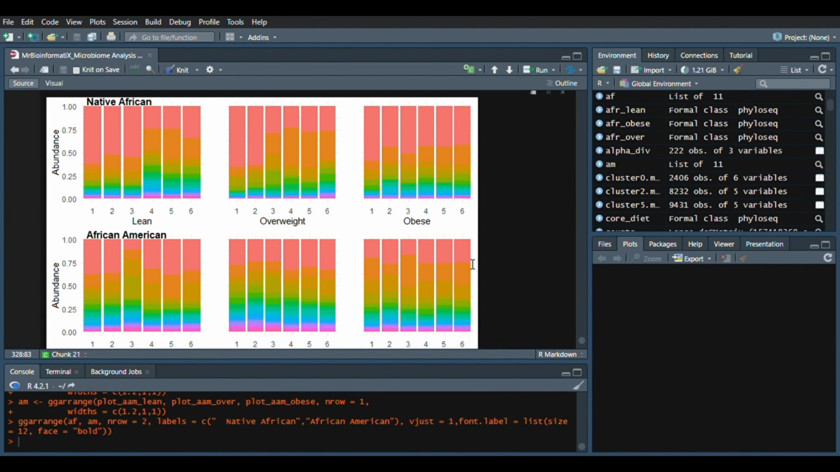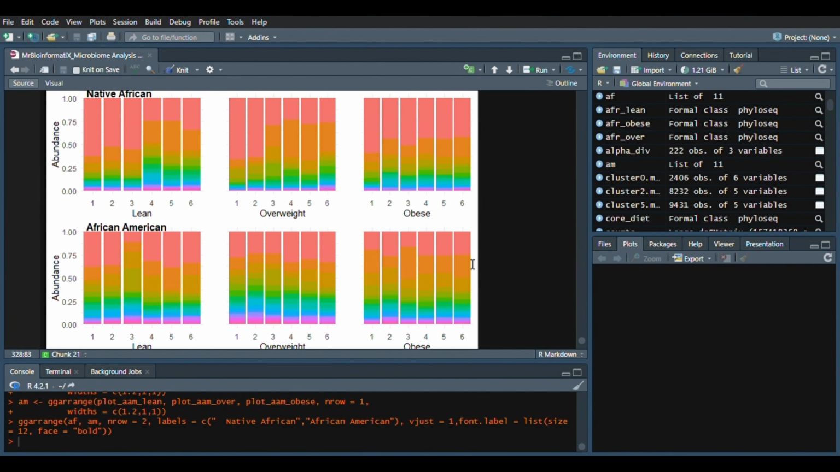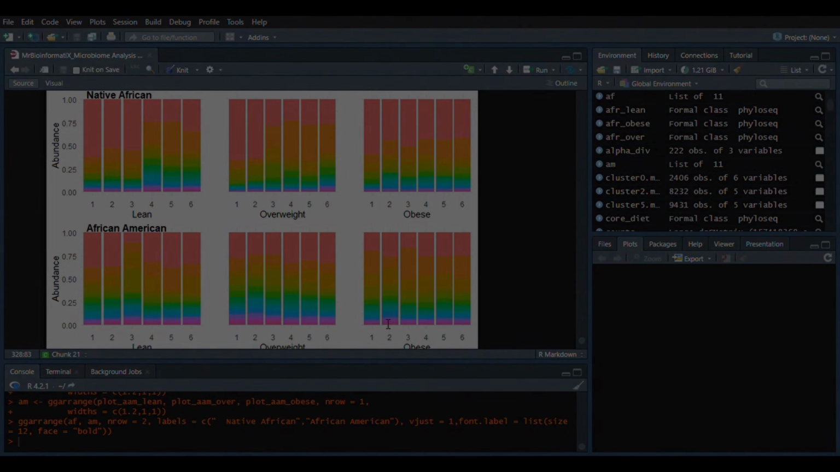And here we have it. We got 6 plots. 3 for African, and 3 for African American, containing lean, overweight, and obese, lean, overweight, and obese.